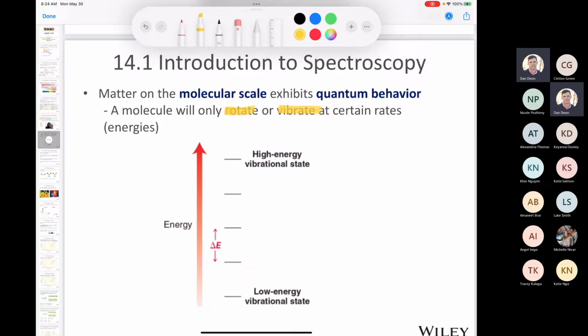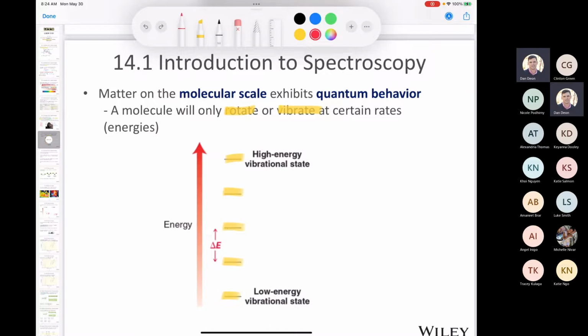If we're talking about the vibration of a bond in a molecule, it can vibrate at one energy level, then it can vibrate at the next energy level, then it can keep on going up to higher and higher energy vibrational states. However, you see this gap here where it says delta E? It cannot vibrate anywhere in here, here, or here. Those gaps are totally empty. Again, not intuitive, but it's the way it is.